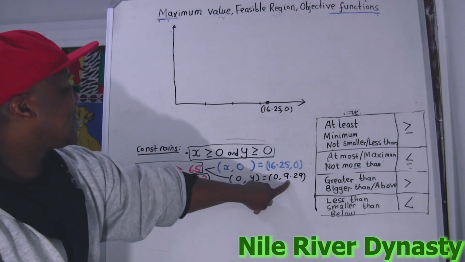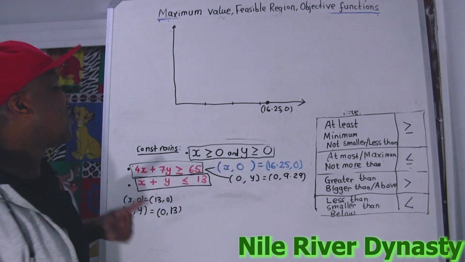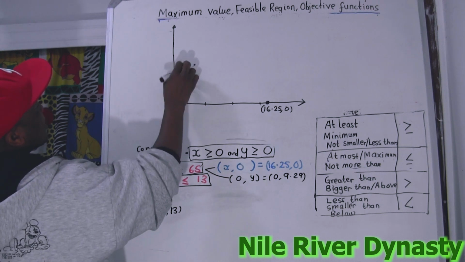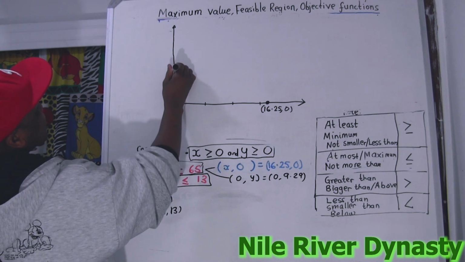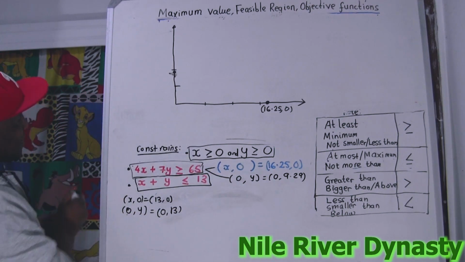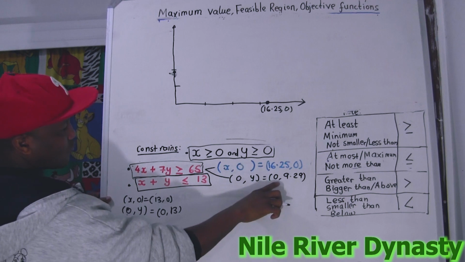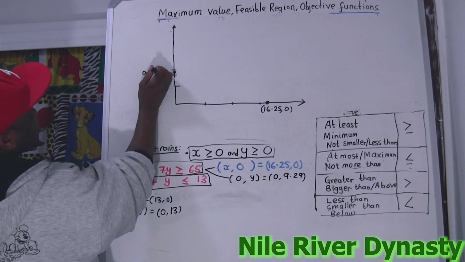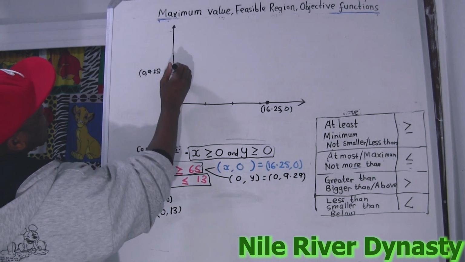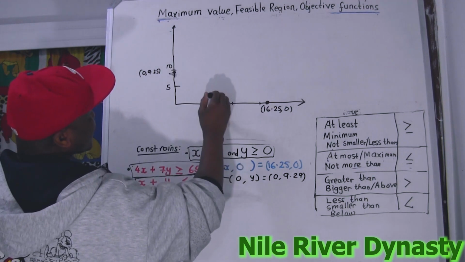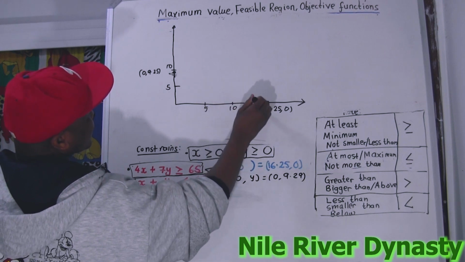Now y is 9.29, almost 10. So let's say this is 5, this is 10, so 9 is going to be somewhere here. You know what I'm saying? It's a rough sketch. So this is 0, 9.29. Let's say this is 5, this is 10, and this is 15.